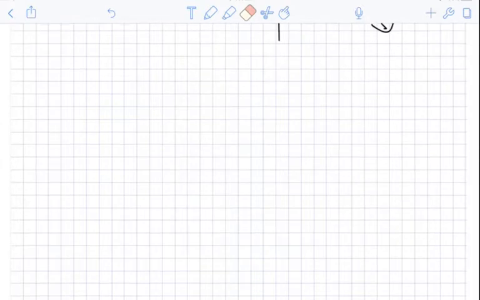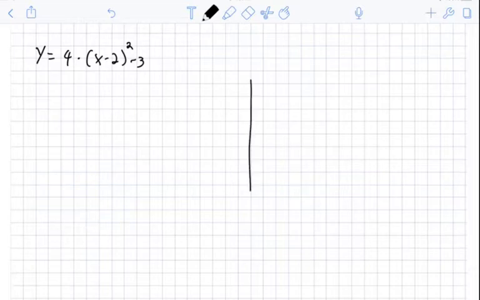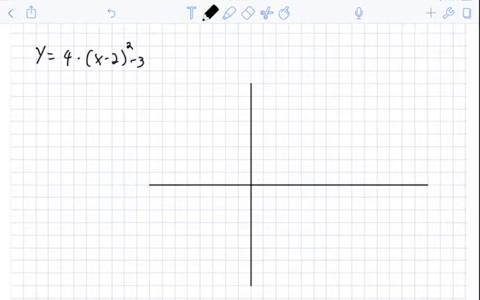Okay. So how about this one? y is equal to 4(x minus 2) squared minus 3. Let's start by sketching what this graph looks like. Where is its vertex? Here's the x-axis.